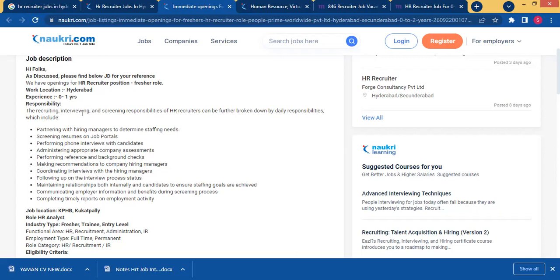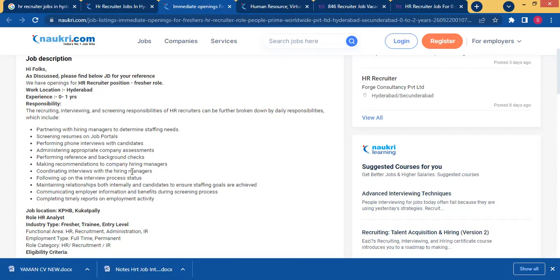You can mention this point as well: interviewing and screening responsibilities, performing references and background checks, making recommendations to company hiring managers. This is like giving inputs to your manager. So and so candidate profile is this, he has so much experience in this particular job role. I find him 50 to 60% suitable. I have gone through 20-25 profiles, and I find him among the top 6 or 7. So you should consider his profile for the next round of interview. This is how you have to make the recommendations.